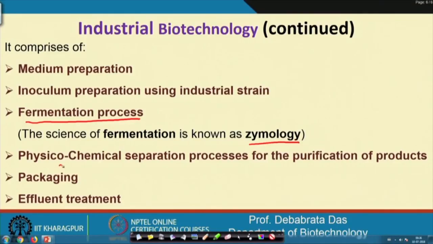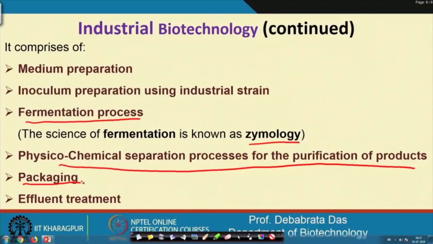And the science of fermentation we also consider as zymology. Now, physicochemical separation processes for the purification of product. As I mentioned at the beginning, when you produce any kind of product, you cannot market that product as such, because it has a lot of impurities. So, you have to purify the products. A lot of physicochemical processes are involved for the separation, for getting the purified product.